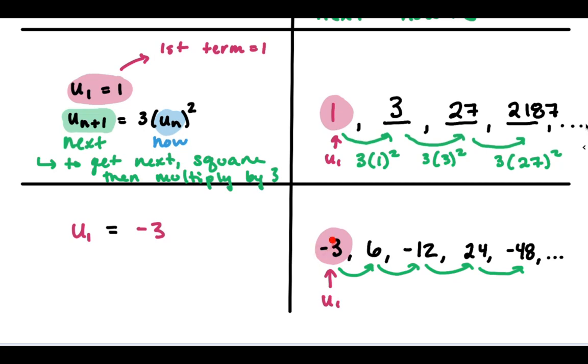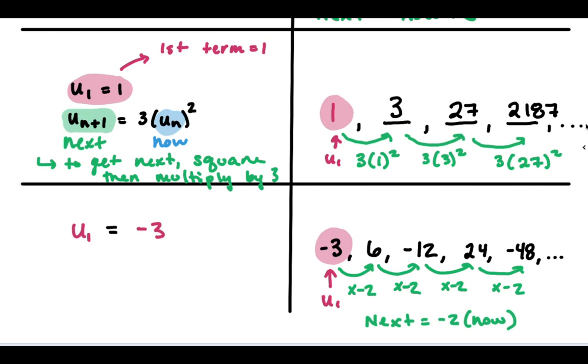But we also have this every other negative. So that means we're multiplying by a negative number. So -3 times -2 is +6. +6 times -2 is -12. -12 times -2 is 24. And 24 times -2 is -48. So we're always multiplying by -2. So our informal rule could be next equals -2 times now.